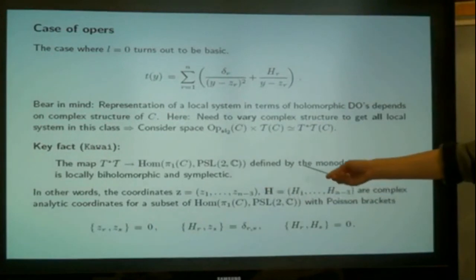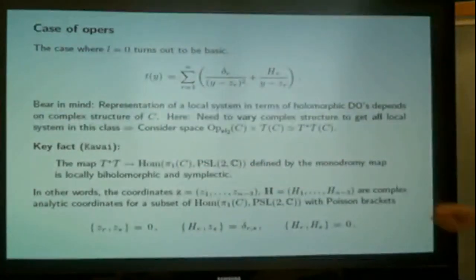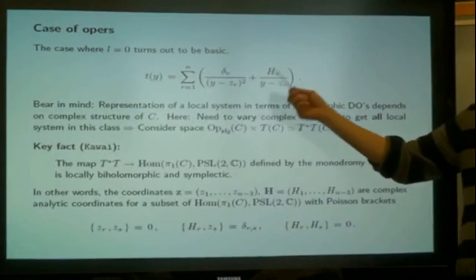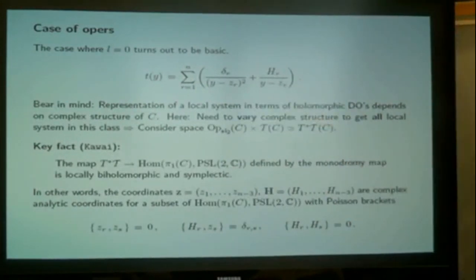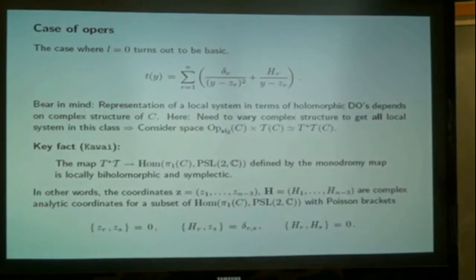The point I was trying to make is that the mapping from T*T to Hom(pi_1, PSL2C), defined by the monodromy map, is locally biholomorphic and symplectic. So you can take either z's or h's. Both are holomorphic variables with respect to the complex structure J on the Hitchin moduli space. And it's symplectic: the cotangent bundle symplectic structure is the holomorphic symplectic structure omega_J on the Hitchin moduli space. You then get the corresponding Poisson brackets, basically exactly those we had used, but now before restricting to the real slice.